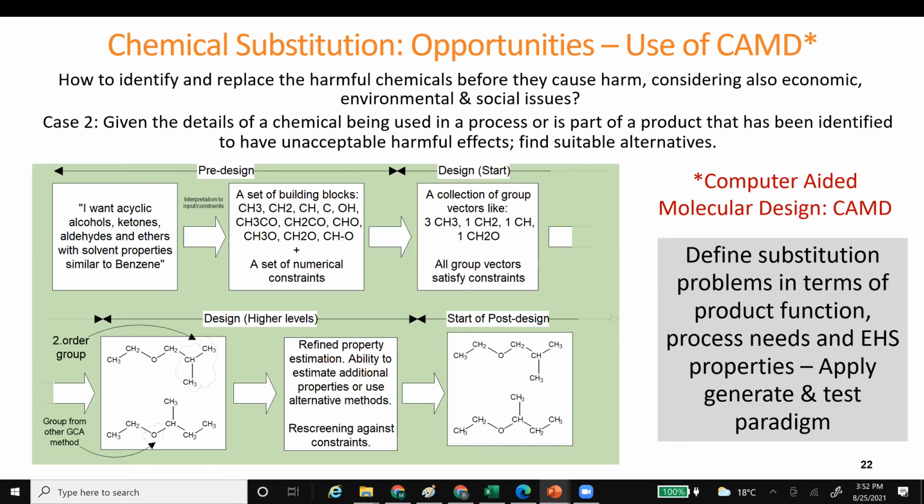So what I do is I define the substitution problem in terms of product function, process needs, and EHS properties, then I apply generate to generate the molecules, and I apply test to test the molecules and find out which are the best. This can be done, as I've discussed now. We can set up a mathematical optimization problem and solve an optimization problem. It all depends on whether we have all the equations and how we solve it.